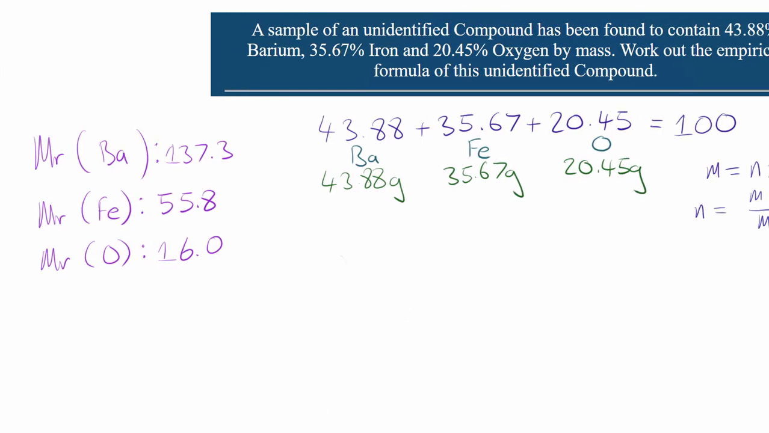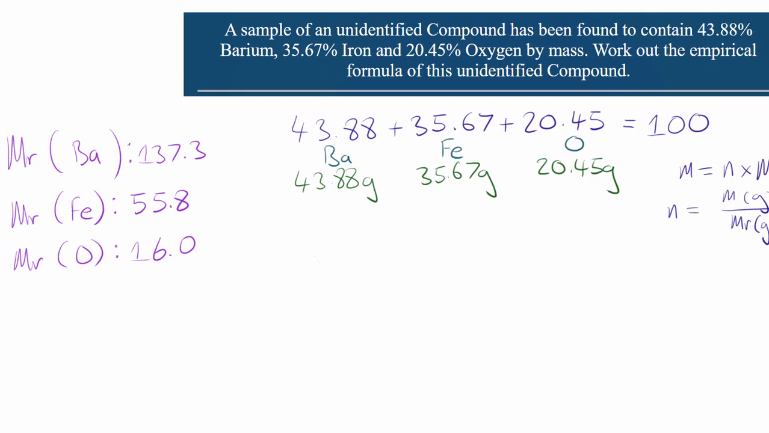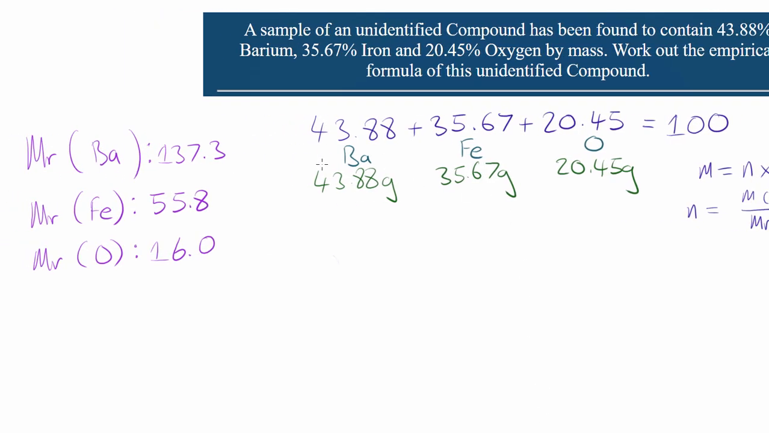At this stage, as we know from the equation, all we need to do is take these molar masses and divide the masses by their respective molar masses. So barium we divide by 137.3, iron we're going to divide by 55.8, and oxygen we're going to divide by 16, right?